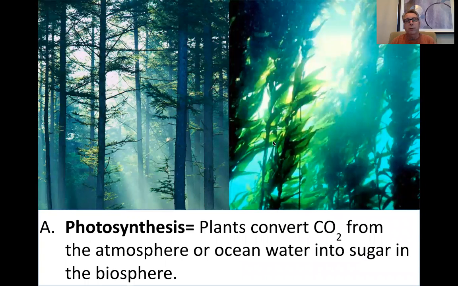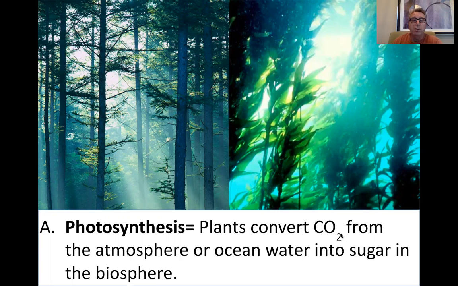Okay, so the first process that we're going to talk about, and this is a review, is photosynthesis. Plants convert carbon dioxide from the atmosphere or ocean water, because it does occur in the ocean, into sugar in the biosphere.